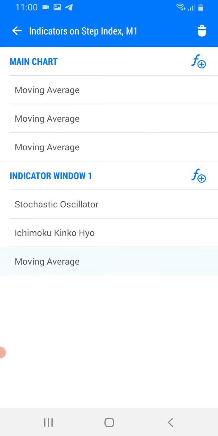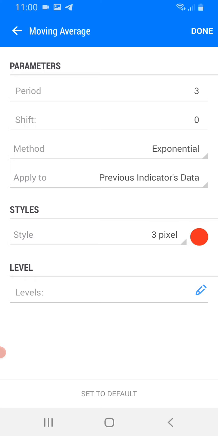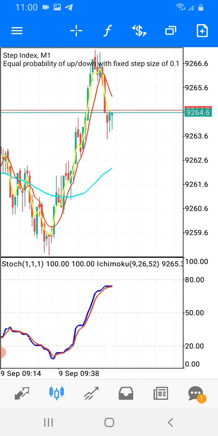The last indicator is the moving average. The period is 3, the shift 0, method exponential, apply to previous indicator's data. The style 3 pixel, then you click done. So that's it.